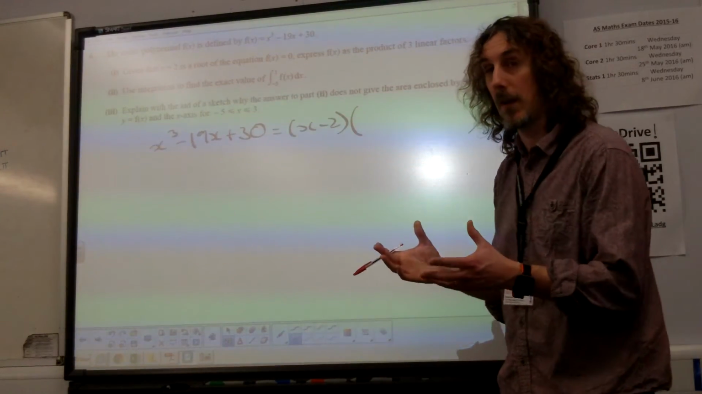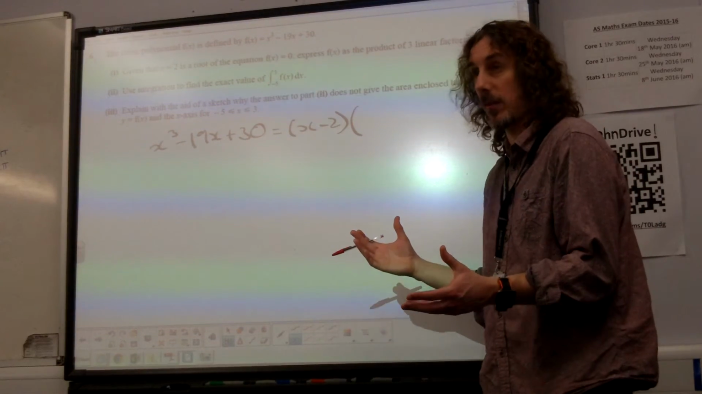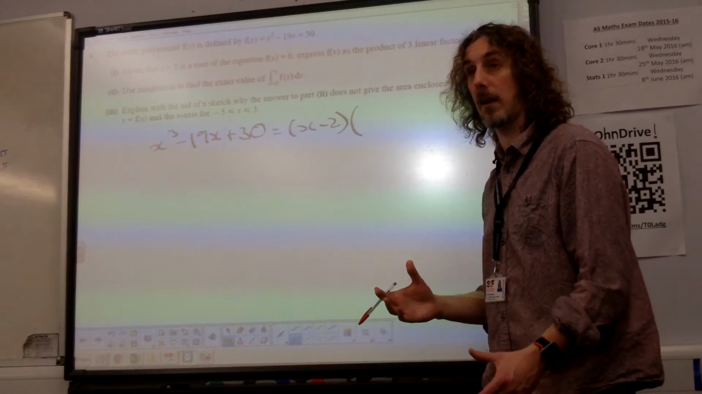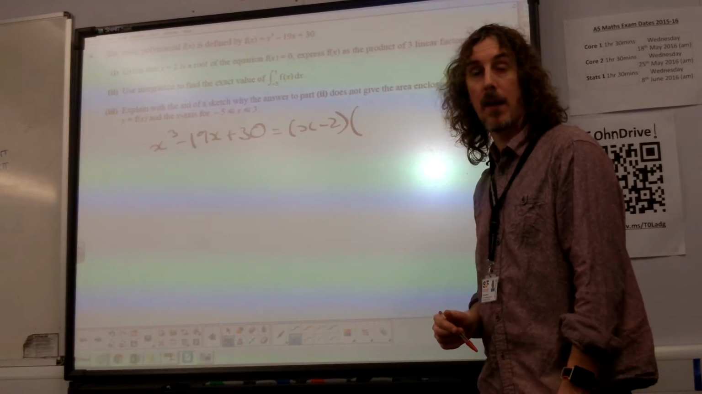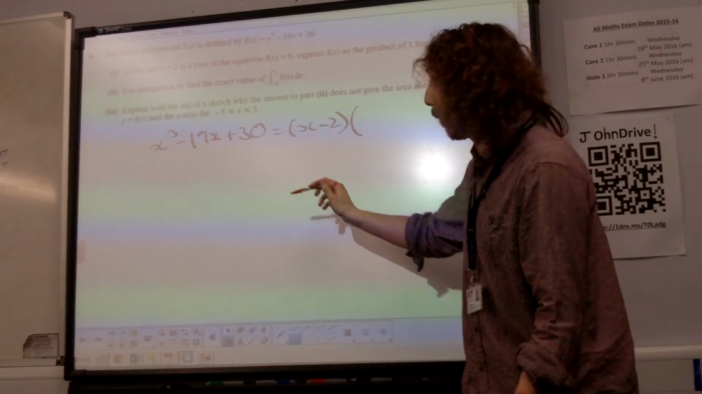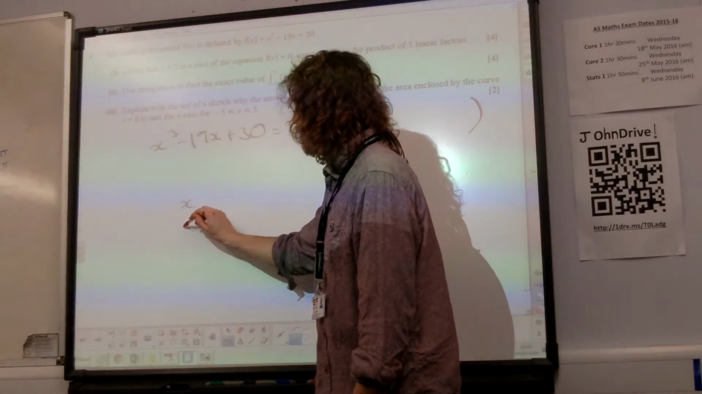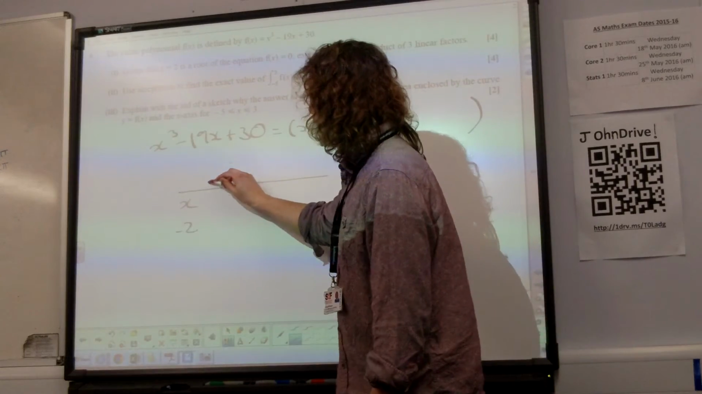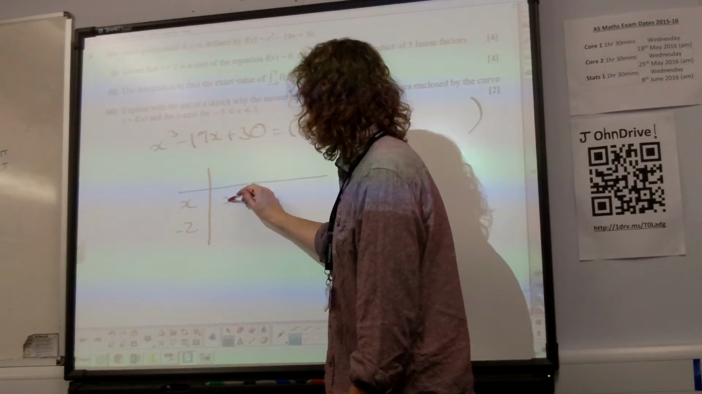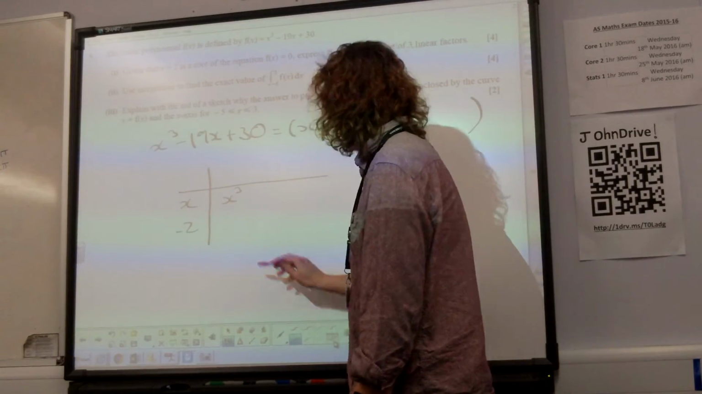So some people did the full-on long division, which is fine. It was a lot of work for just 3 more marks, but still, it got there. Some people did it just by inspection. Some people used the really nice grid method, which says that this first thing here is x cubed.